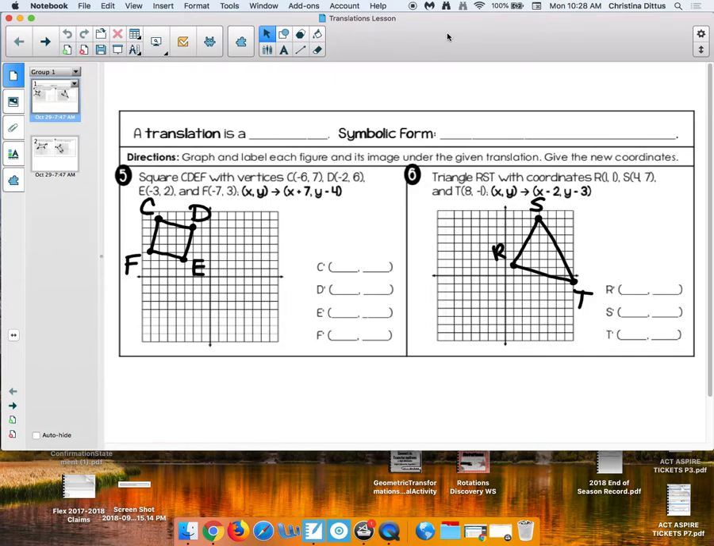So all the translation is, did your shapes change size or look rotated or anything, or do they look the same? They look the same. So all the translation is a slide. We just move it. We don't change its shape. We don't change its size. It doesn't look any different. It's just moved.